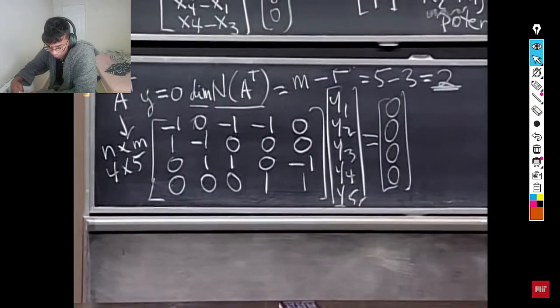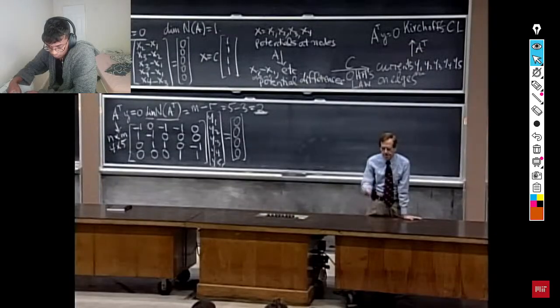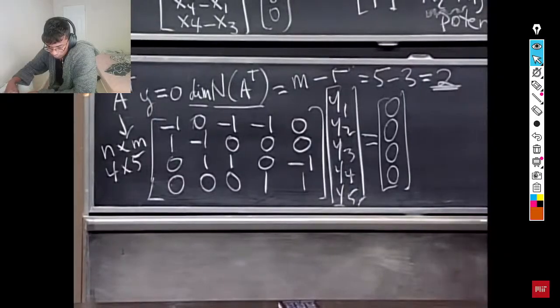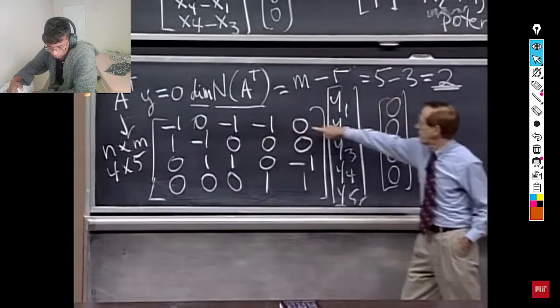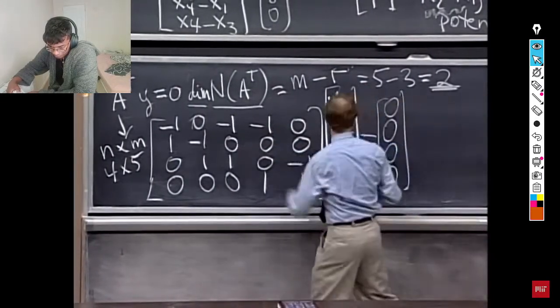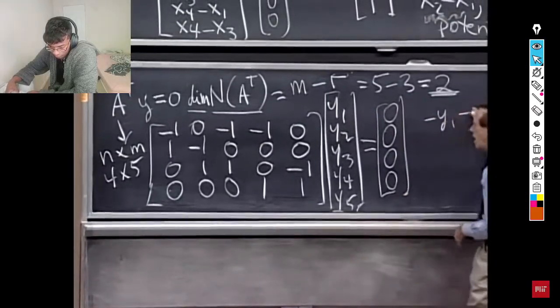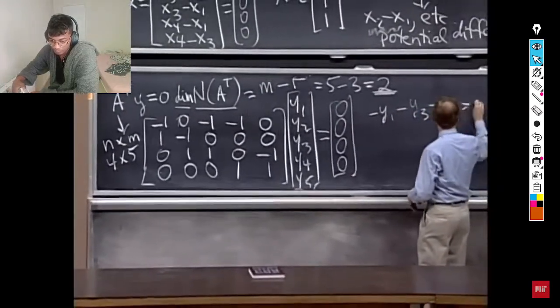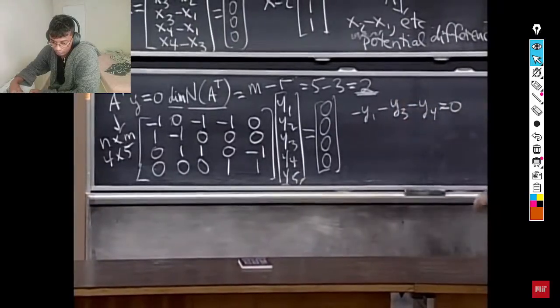So what am I asking you? I'm asking you for 5 currents that satisfy Kirchhoff's current law. So we better understand what that law says. That law, A transpose y equals 0. What does that say? The first row of A transpose says minus y1 minus y3 minus y4 is 0. Where did that equation come from?